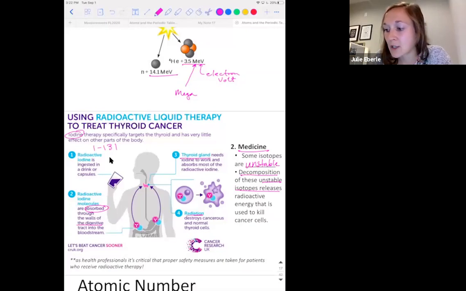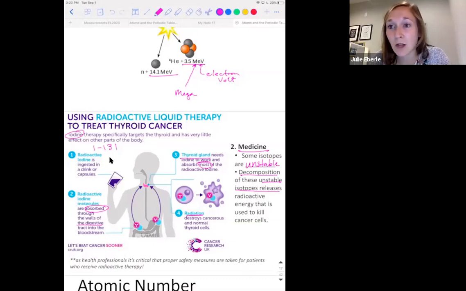And the radiation there is given off, and that's what destroys the cancer cells. Now, you'll notice it says absorbs most of the radioactive iodine. And it's true that probably not 100% of that iodine goes all the way to the thyroid. And so it could be damaging to other parts of the body.